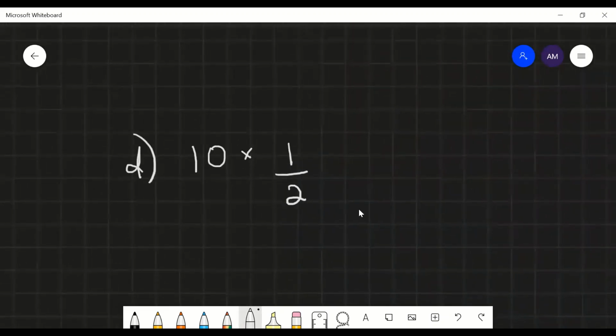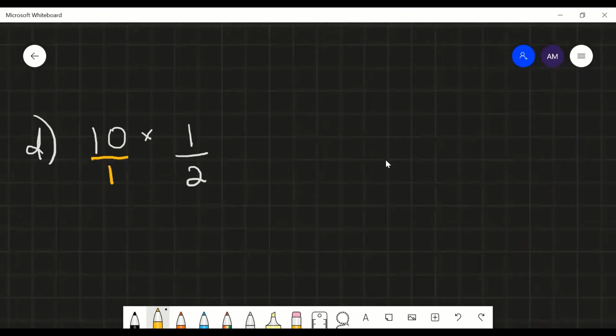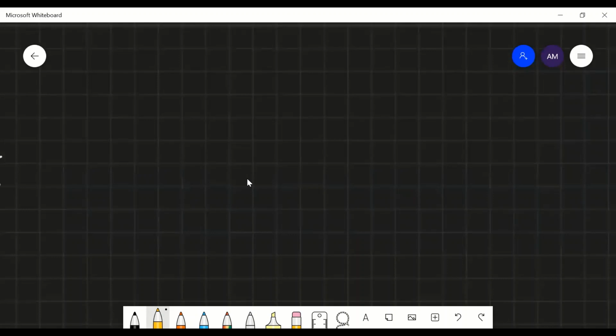Let's do another one. 10 times 1/2. So you're probably wondering, this doesn't make sense because we learned how to do a fraction times a fraction, but 10 isn't really a fraction. And to that I say, yes, it is. All you have to do to change any number into a fraction is divide it by 1. Now, why is that the case? I'll give you 3 examples to prove my point. Let's say 5, 7, and of course 10.